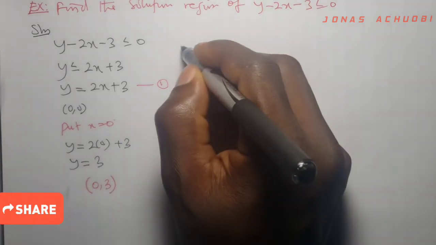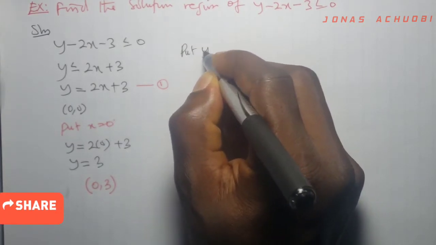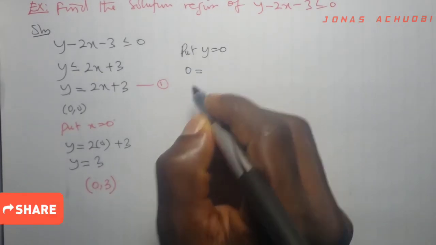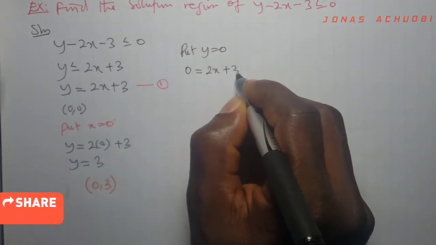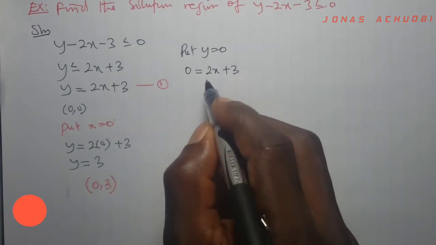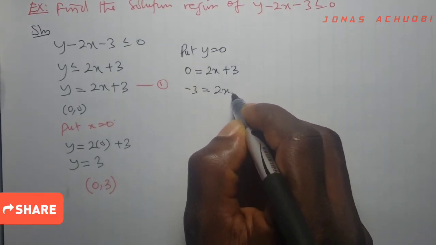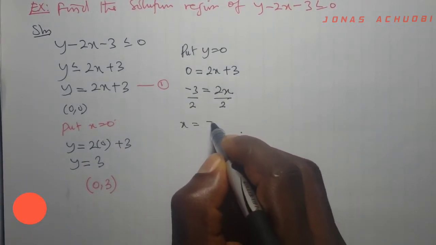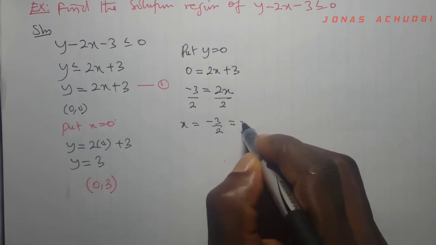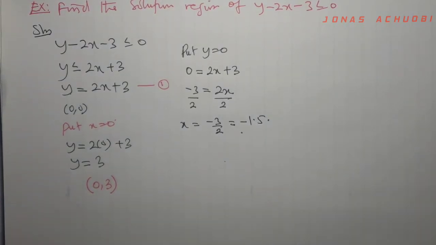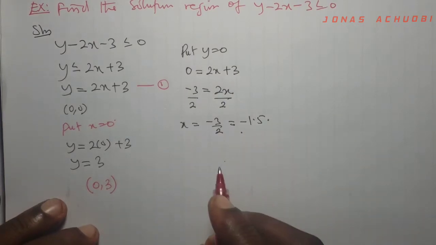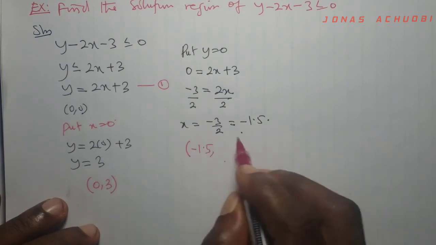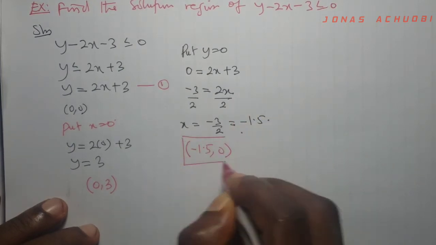For the second coordinate, I will now put the value of y as 0. I will now put y equal to 0 into 1. So that becomes 0 equal to 2x plus 3. If I take plus 3 to the left, I'll get negative 3 equal to 2x. If I divide both sides by 2 so that I can get x, I will get that x is equal to negative 3 over 2, which I can write as minus 1.5. So with this, our second point is ready, which is what? x is negative 1.5, and y is 0. So we got our two coordinate points.